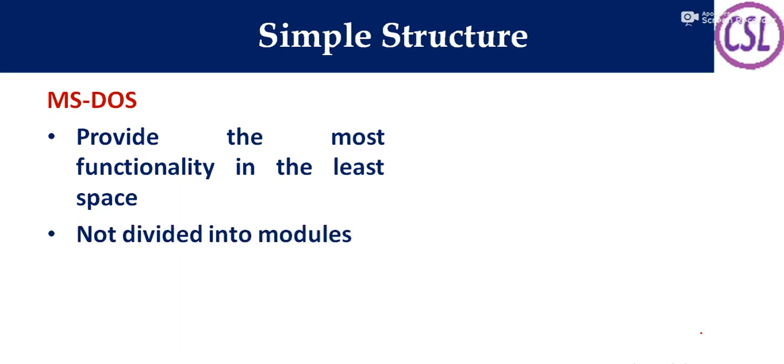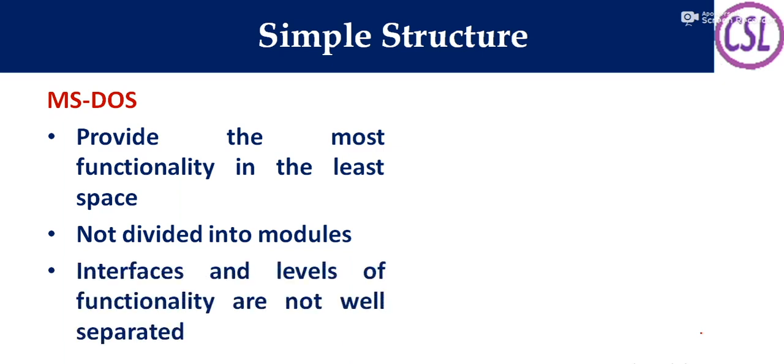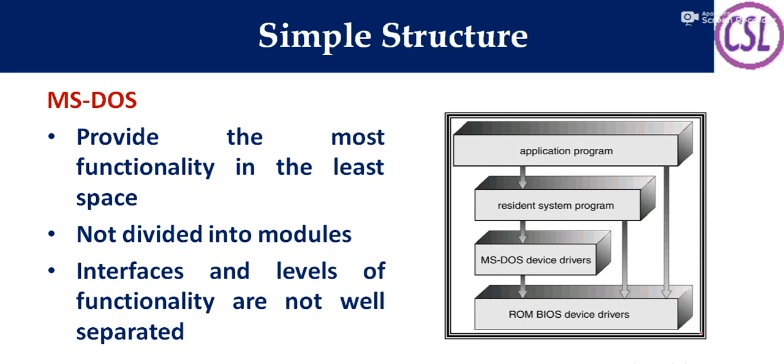And there is no module concept. That means there is no specific division of the modules in the DOS operating system, and also the interfaces and functionalities are not well separated. Now we will understand this with the diagram. In this diagram we have 4 parts.